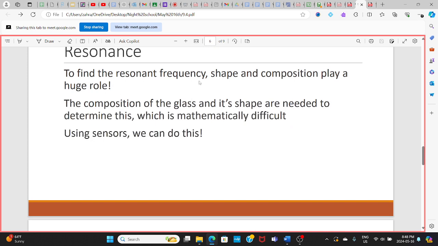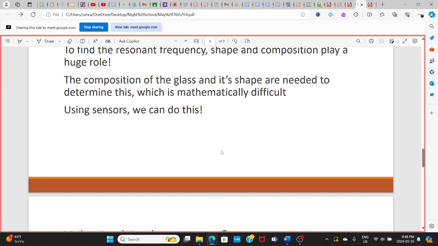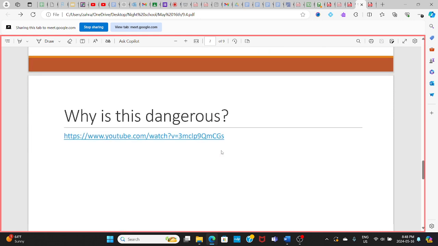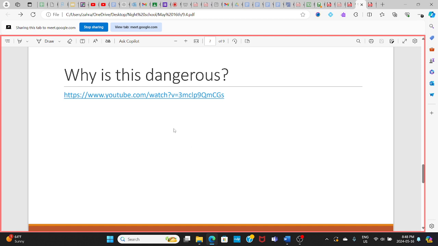Now, to find the resonance frequency, shape and composition play a huge role, of course. The composition of a glass and its shape need to be determined for this, which is mathematically difficult, so we're not going to do that. And why is this dangerous?